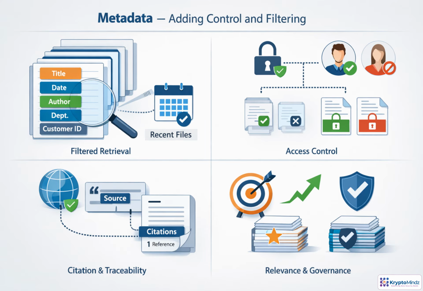Metadata gives each chunk useful context beyond the text itself. Instead of searching one undifferentiated pile, the system can filter by source, date, document type, owner, version, or permission level. That makes retrieval more precise and safer. A user should only see content they are allowed to access. Metadata also supports citations because the system can trace an answer back to its source. Good metadata improves both relevance and governance.